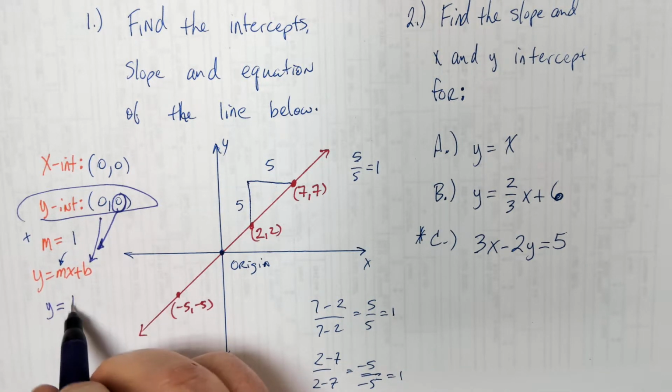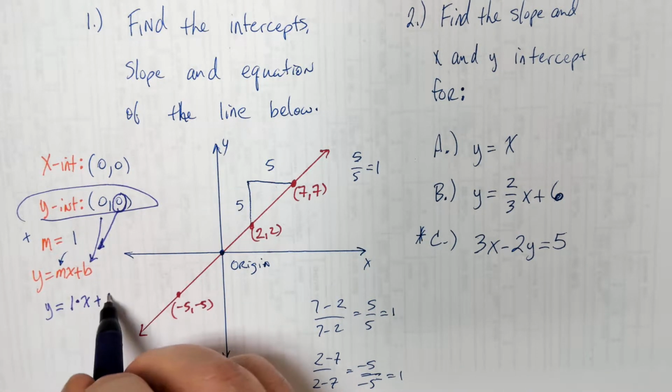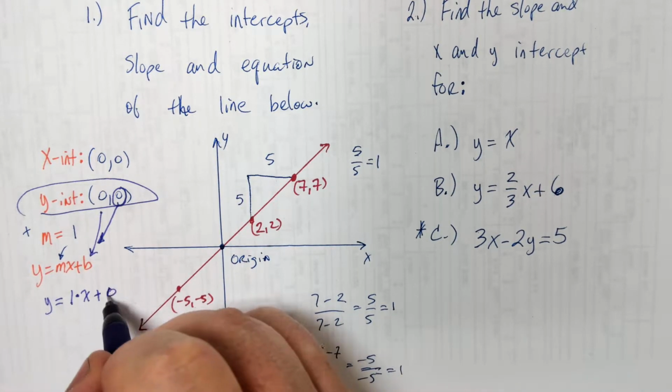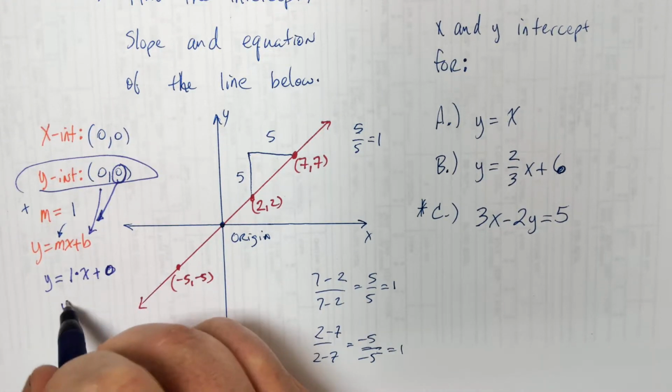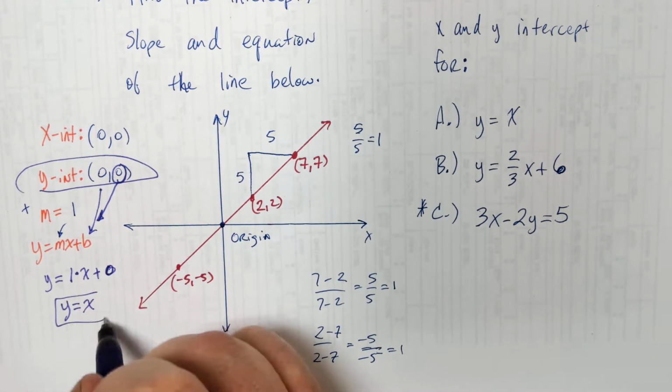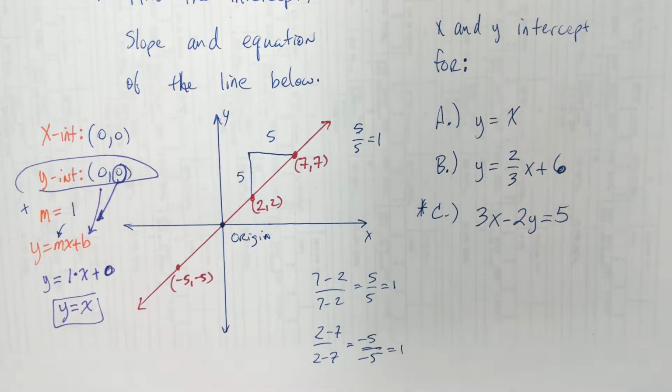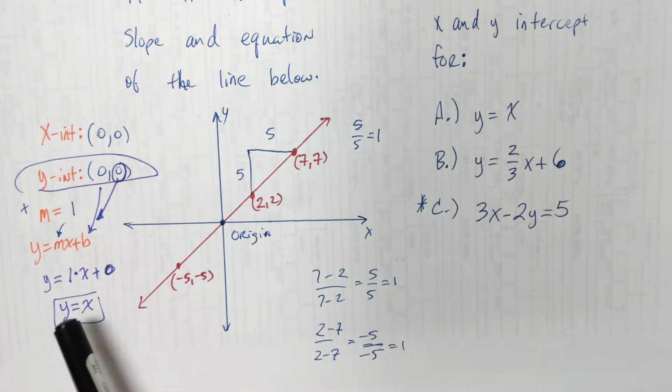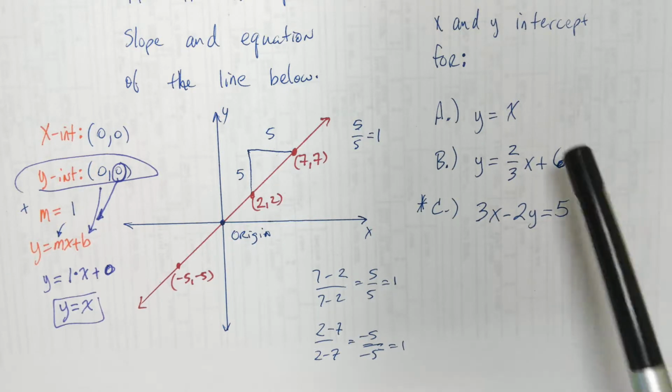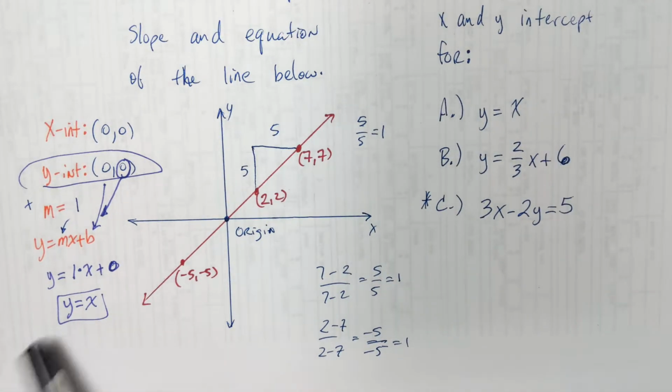So we could do 1 times x plus 0. Oh, that's supposed to be a 0. Or you could just do y equals x. Do you remember last week I told you that's the easiest one, and yet it's the one everybody misses the most? It's the same. Wait, do you see that you already have your answers for this part from right there?